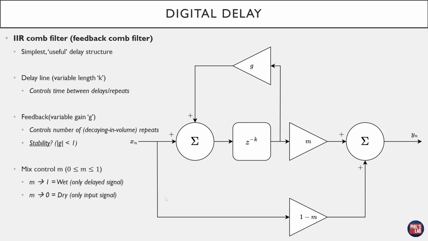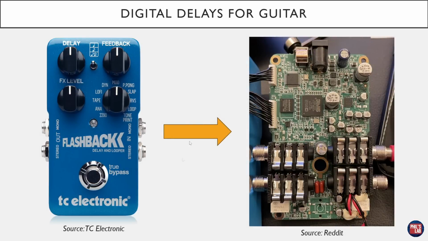So as you can probably tell, the mix control controls between a wet and a dry signal. So if m equals 1, we only get a delayed signal, we'll call this wet, and if m equals 0, we get only a dry signal, so only the input signal at the output. So hopefully you can see that with a simple delay structure, we already have a delay control, which was essentially the length of our delay line, we have a feedback control, which was our feedback variable g, and we have a mix control, which might be, for example, the effects level.